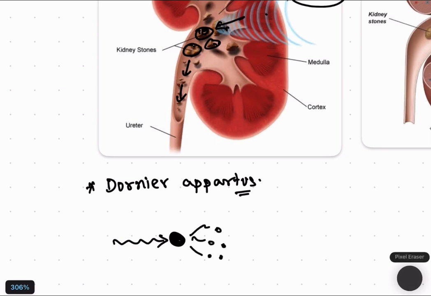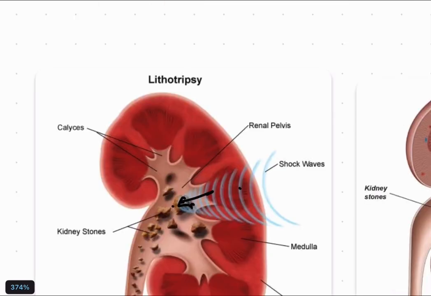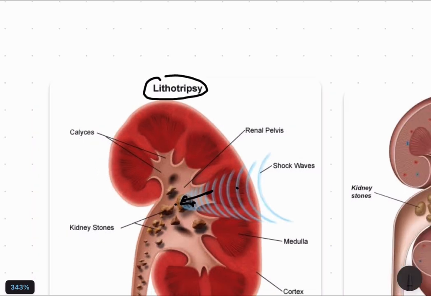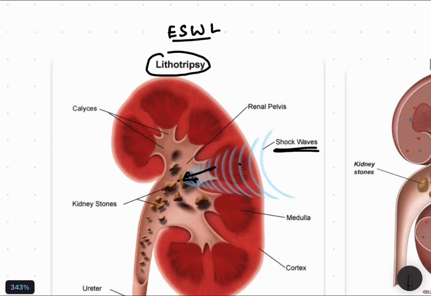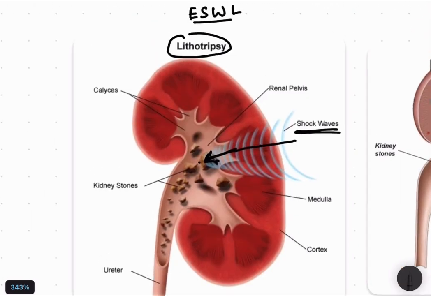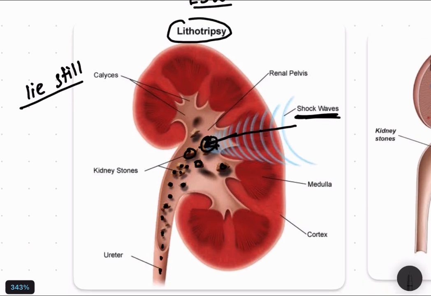Now see, this is extracorporeal shockwave lithotripsy. You can see there's a blast wave or ultrasonic wave that is provided and targeted to the stone. The patient is lying still, and the shock waves are targeted to the stones. Now the stones will be fragmented, and these small pieces will reach the ureter, and gradually they will be released outside.